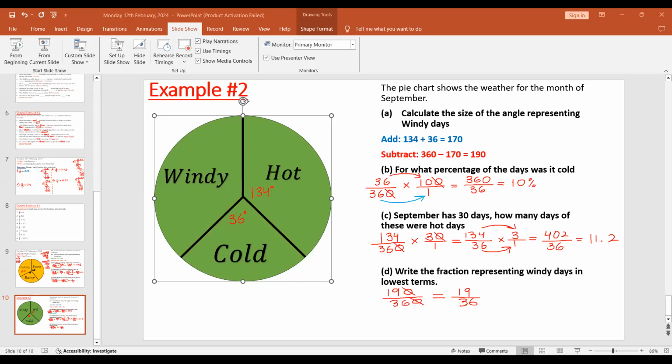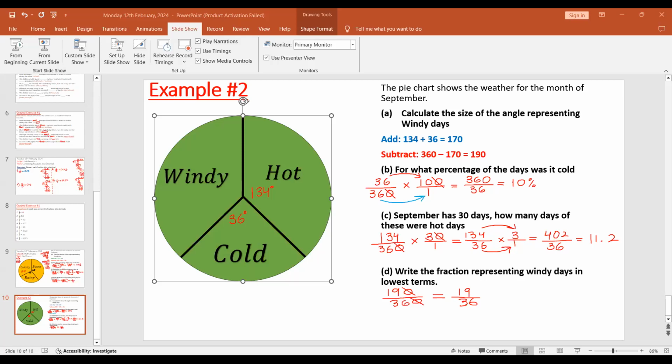For B, it says for what percentage of the days was it cold? We have to put 36 over 360. Since we're dealing with the temperature that is cold and the angle for cold is 36, we put it over 360 and we multiply it by 100 over 1. That leaves us with 360 over 36, which equals 10%.